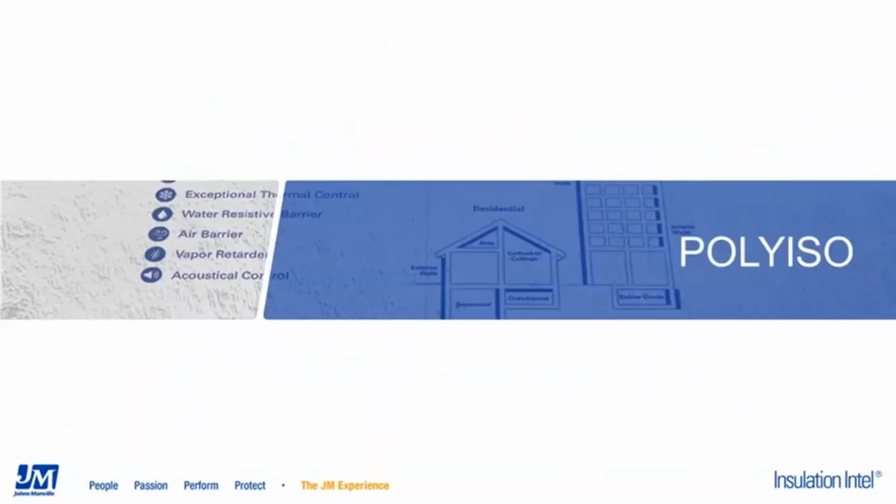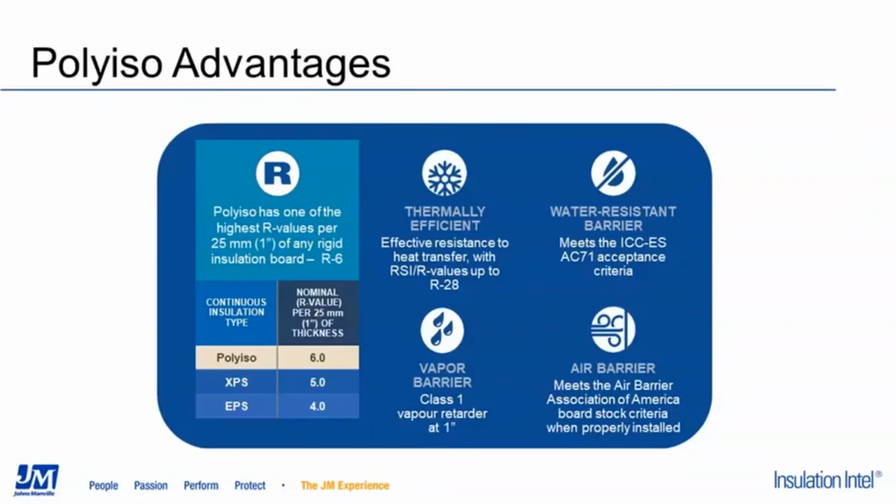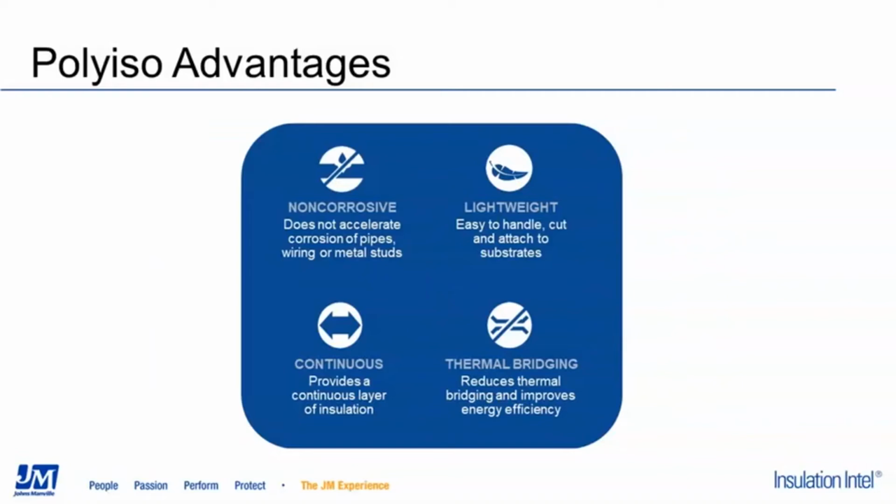So my final product line, as I mentioned, is our Polyiso exterior sheathing. Polyiso has one of the highest R values out there of any rigid board insulation. As you can see, a 6 per inch versus the other foams that are out there. So extremely thermally efficient. One of the advantages of Polyiso is that it can act as both a water and air barrier if you treat the seams and penetrations properly with tapes. You can get rid of independent weather barrier if the application allows for that.